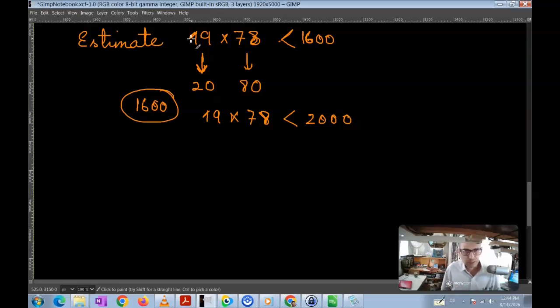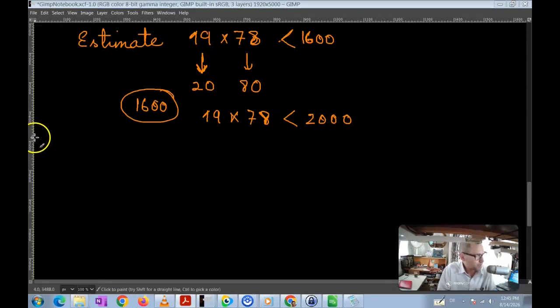So that's essentially one way that you can use estimation in order to say that some product is less than or greater than some amount, and so on and so forth, right? Now let's take a look at another number over here.